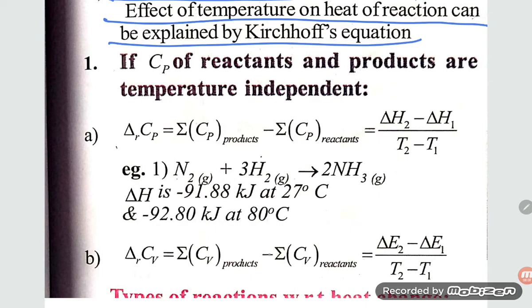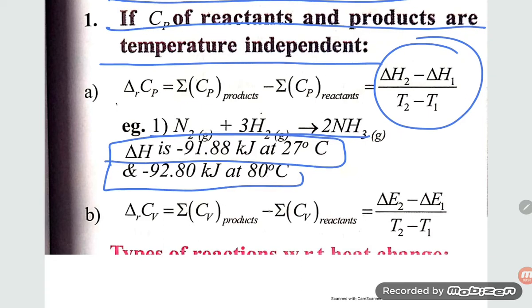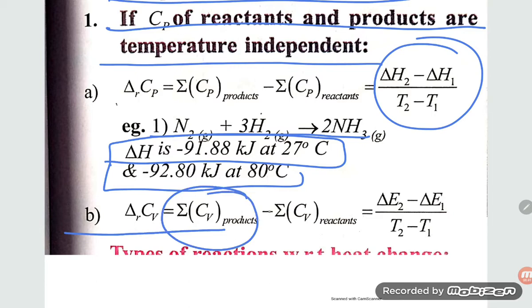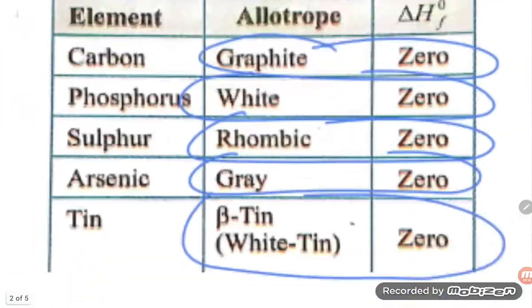Let us see. If Cp of the reactants and products are independent of temperature, then delta rCp is equal to Cp of products minus Cp of reactants, equal to delta H2 minus delta H1 upon T2 minus T1. For example, here it is given for N2 plus 3H2 is equal to 2NH3, delta H is given as minus 91.88 kilojoule per mole and minus 92.80 kilojoule per mole. And delta Cp is equal to the number of Cp of products minus reactants. So this is what the thermochemical reaction is, student.